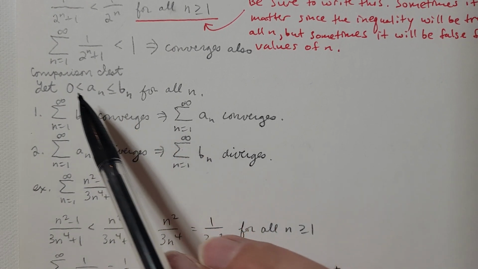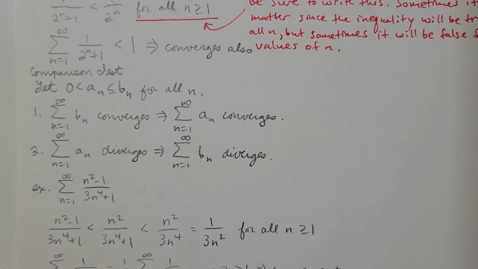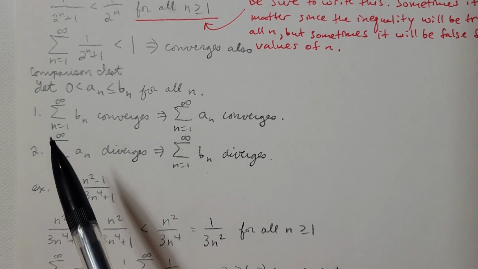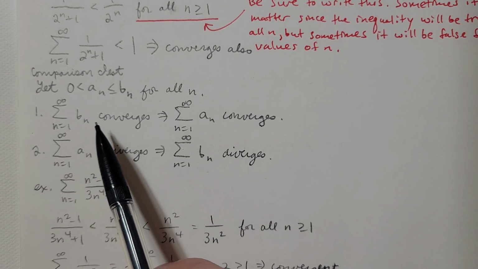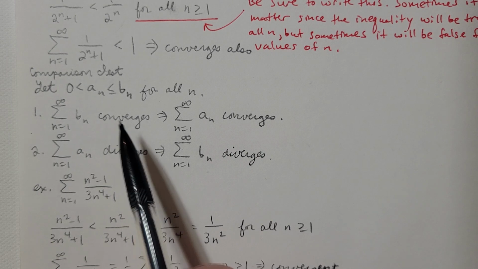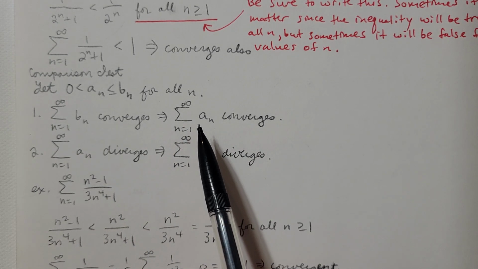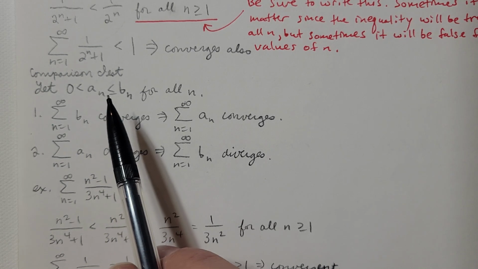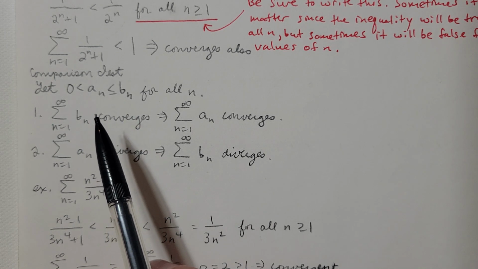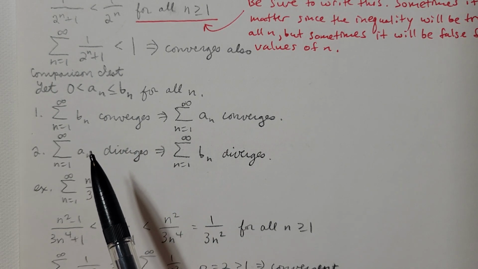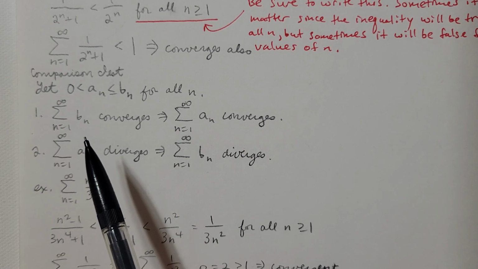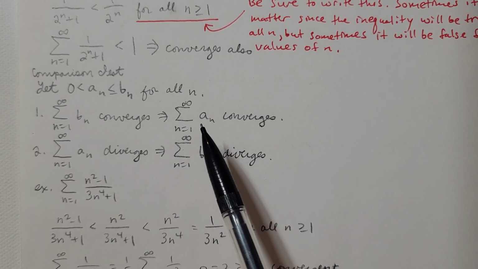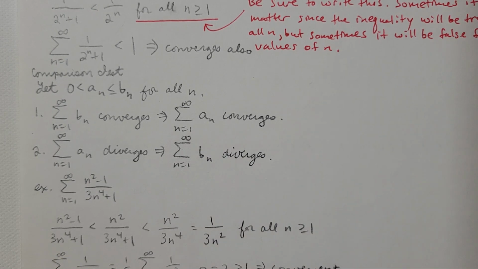So here's what the comparison test says. Let 0 be less than a sub n, which is less than or equal to b sub n. A sub n and b sub n are sequences for all n. Then item 1, if the summation as n equals 1 to infinity of b sub n converges, then that's going to imply that the summation as n equals 1 to infinity of a sub n converges because a sub n is smaller than b sub n. So if I know that the sum of b sub n converges, and I'm adding up a bunch of smaller terms, then the sum of a sub n is also going to converge.